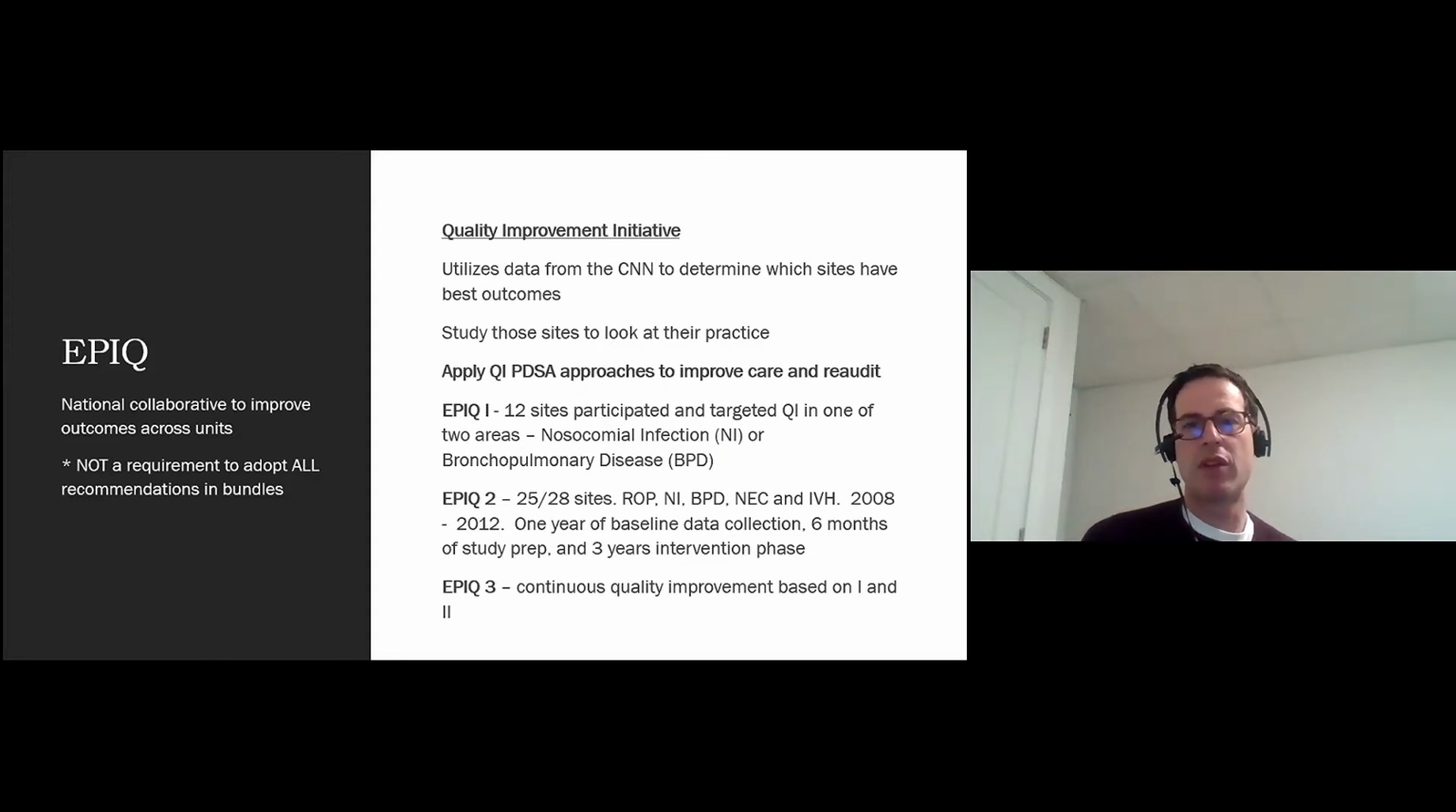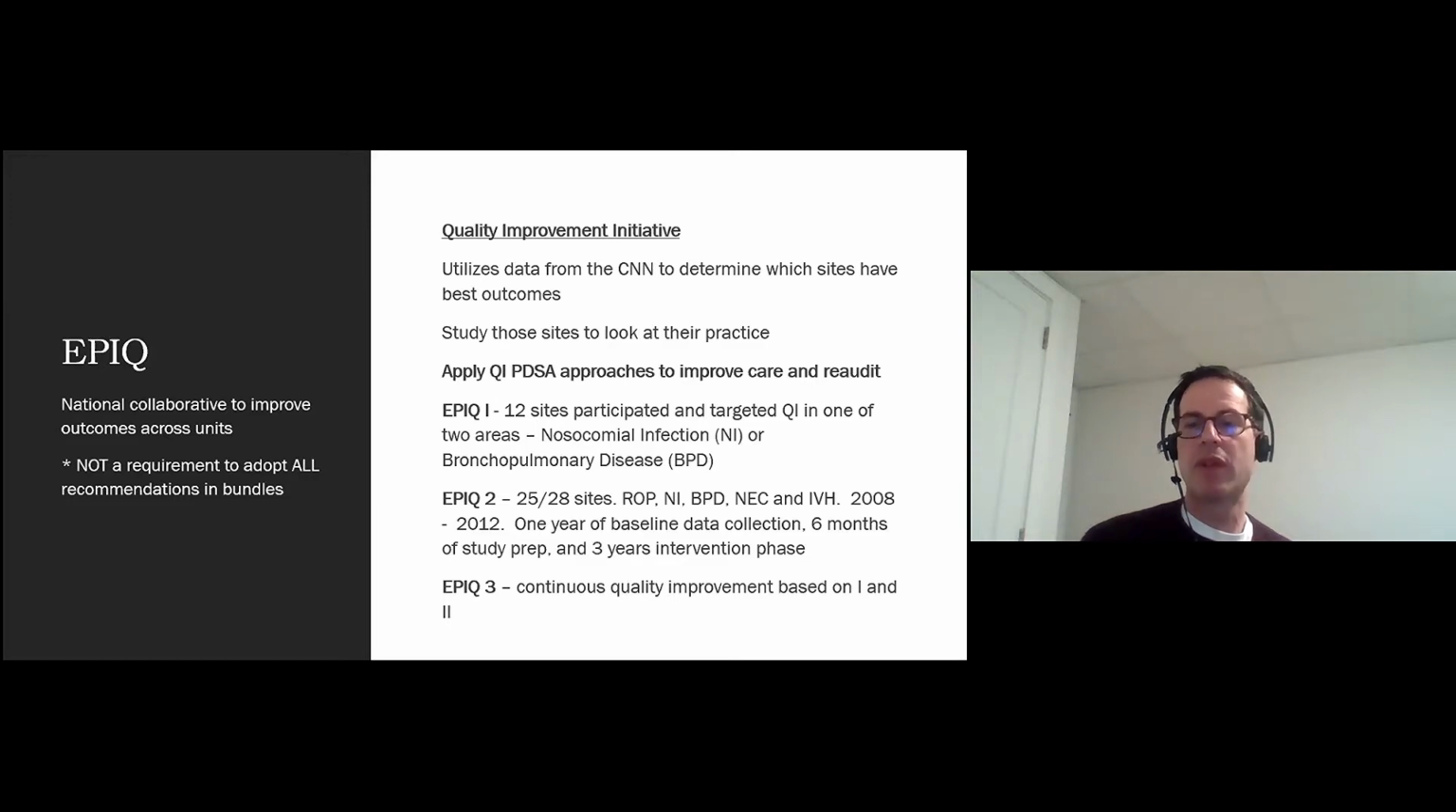Now, for those of you who are not familiar with EPIQ, it's evidence-based practice for improvement in quality. The concept of EPIQ was to look at the 32 sites, to take the data that we're getting from the Canadian Neonatal Network and ask ourselves, what is it about the sites that are performing the best that is making the difference? And so to that end, in EPIQ 1, which was in the early 2000s, there were 12 sites out of the 32 that participated.